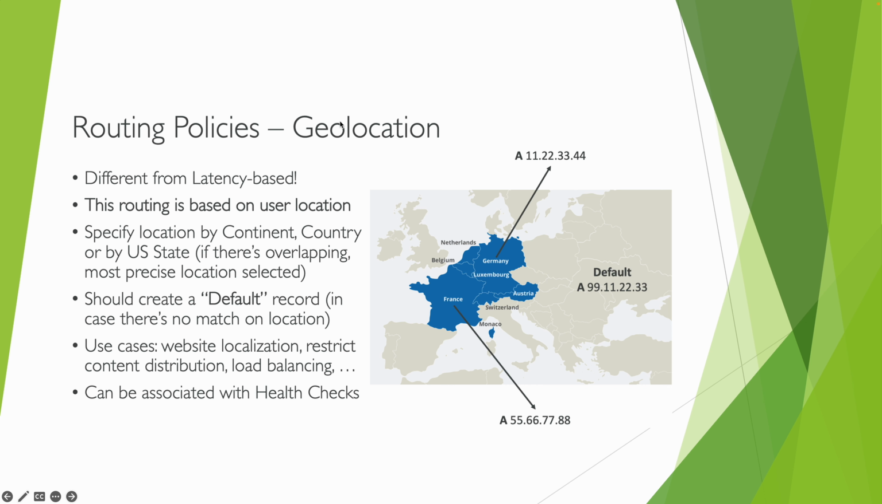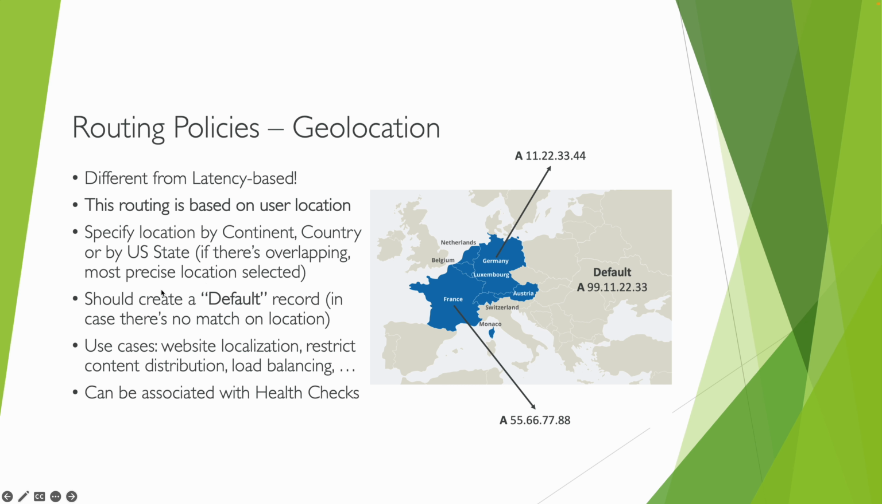And there is another thing called geolocation based. This is similar to latency, but we can specify the specific country. It is a little bit different from latency, and this routing is based on the user's location. You specify the location by continent, country, or US state. Instead of giving regions as in latency, here it is based on the location of the user. In latency based routing, we give the location of the instance, like an EC2 instance, but here it takes the location of the user, where the request is coming from, which country.